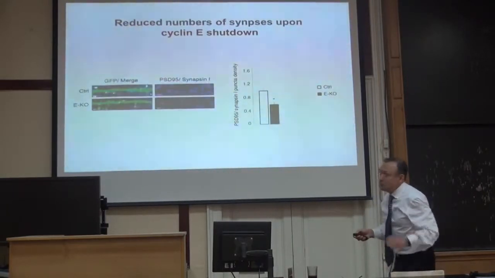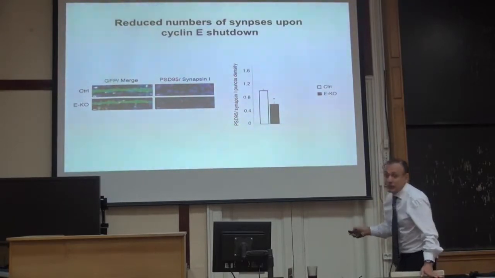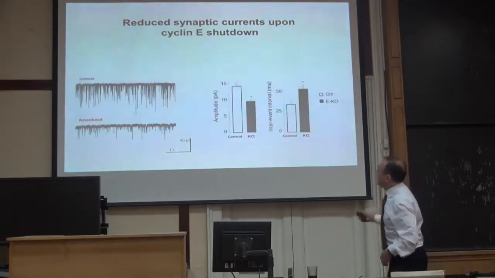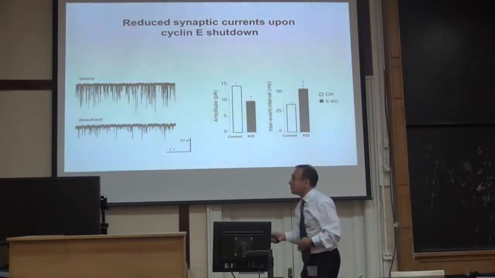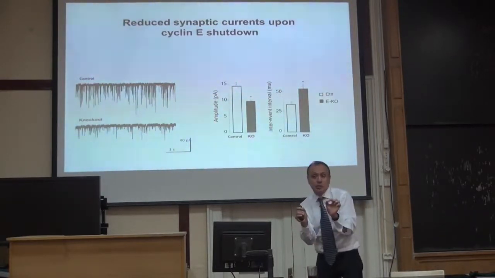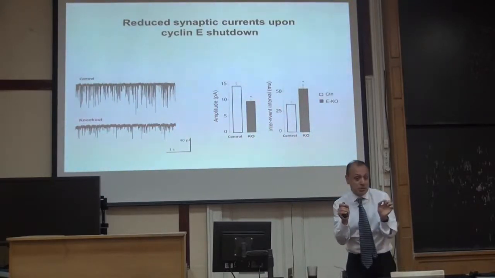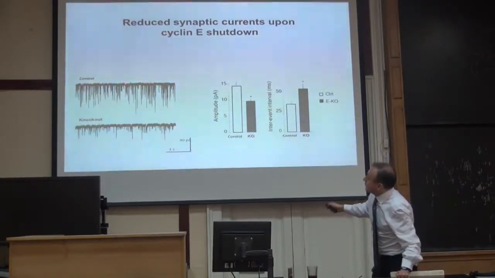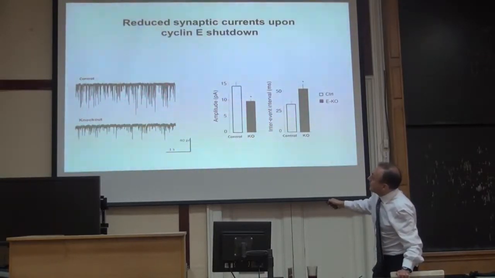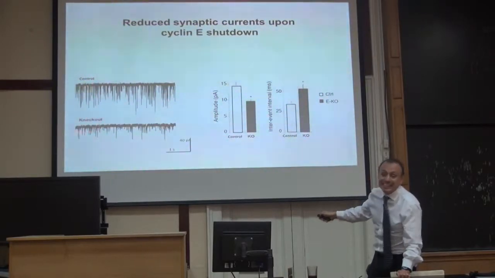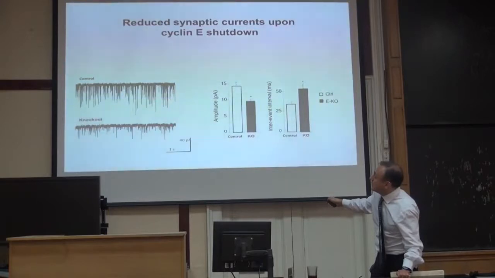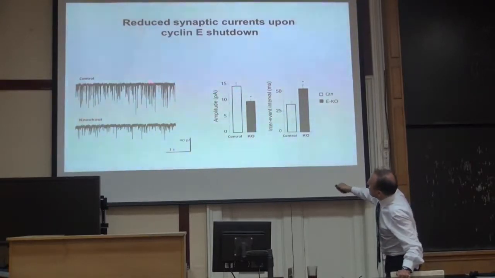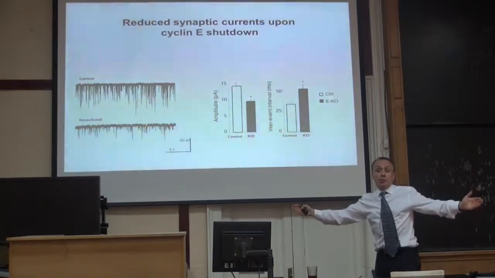But not being a neurobiologist, I was not very impressed by the staining, so we collaborated with my friend's lab, Steve Moss from Tufts, where they can actually stick electrodes and measure the synaptic potential or electric currents in the neurons. Each spike corresponds to a postsynaptic current. This is before, and this is after ablation of cyclin E. As you can see, when we turn off cyclin E, the amplitude goes down. This is the amplitude from here to here, and this is smaller from here to here. And the inter-event frequency goes up, meaning the events are more and more rare.